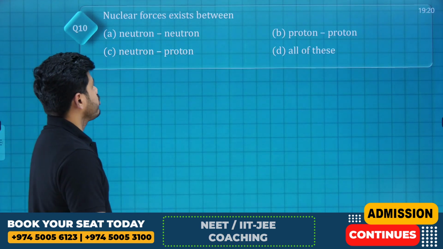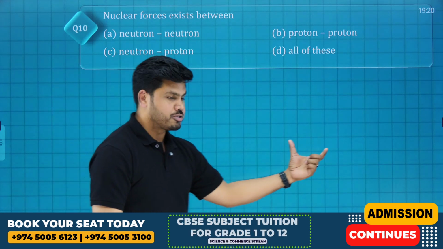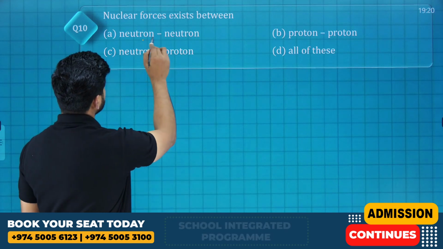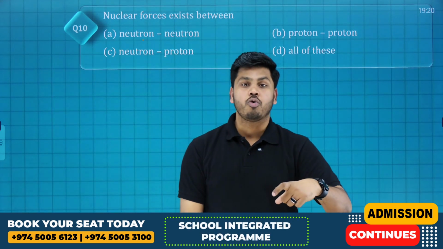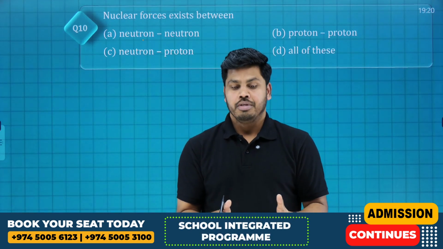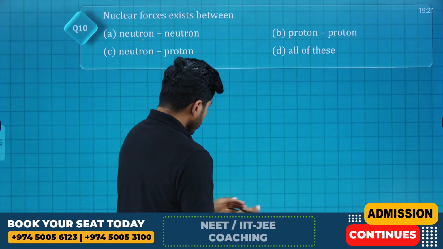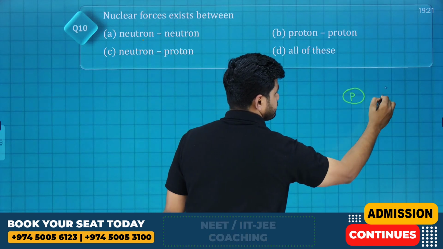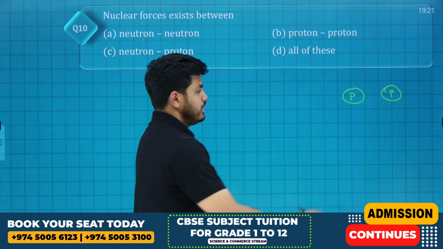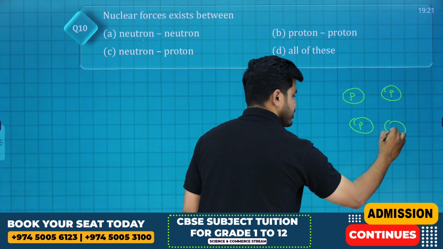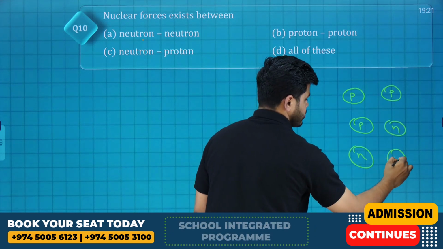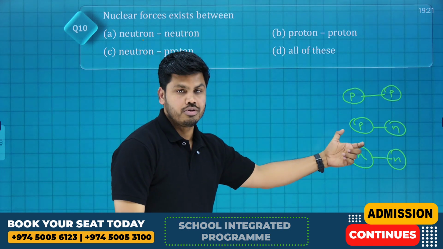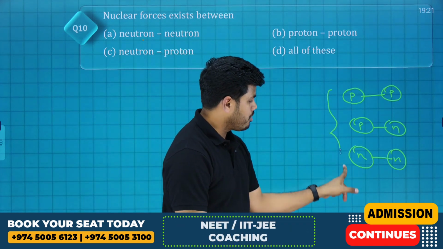Next one, nuclear forces exist between... We mentioned this before in one of the questions when we explained. Nuclear force exists between neutron and neutron. Yes, nuclear force is the force operating between the nucleons in a nucleus, we know. That is the force that binds all the nucleons together. So inside the nucleus we have protons. There will be proton-proton interaction, proton-neutron interaction, and even neutron-neutron interaction, all pairs possible. Nuclear force is charge independent, and we know this.